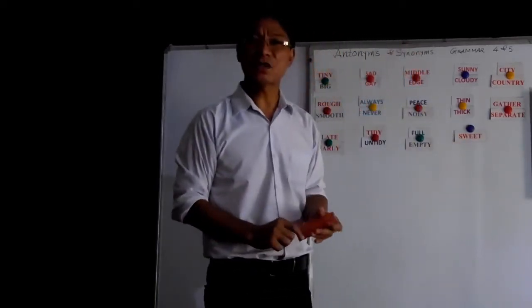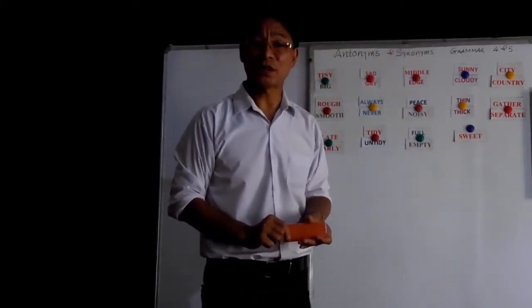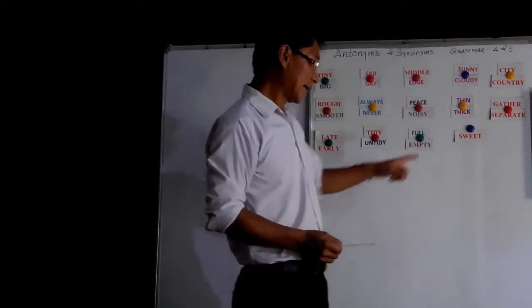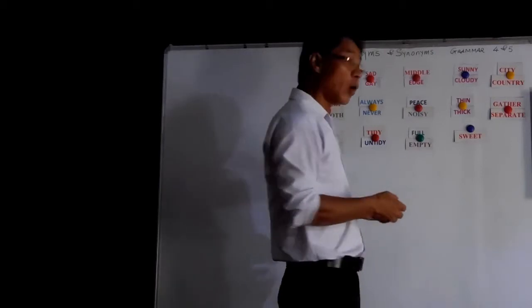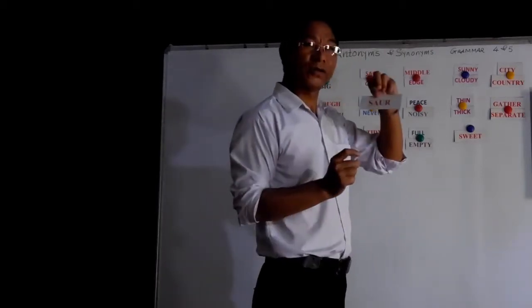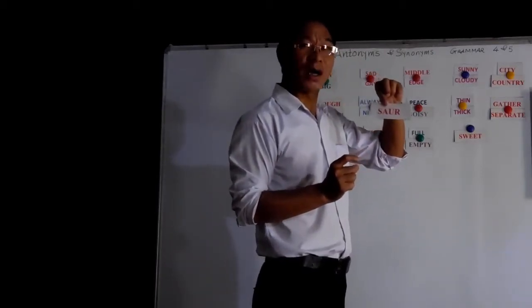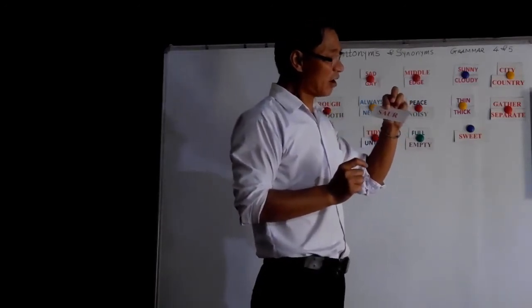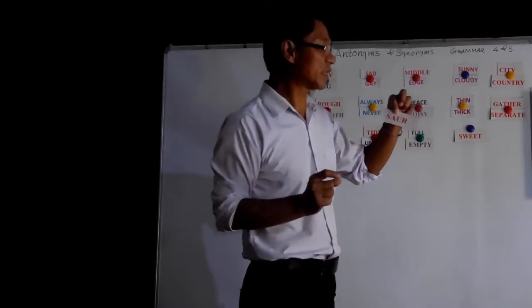Sweet. You can say sugar is very sweet, isn't it? Chocolate is very sweet. The candy is very sweet. Now what is candy? Candy is a chocolate. Americans, they say candy. Now sweet is always what? Sour. S-O-U-R. It's not in good taste.